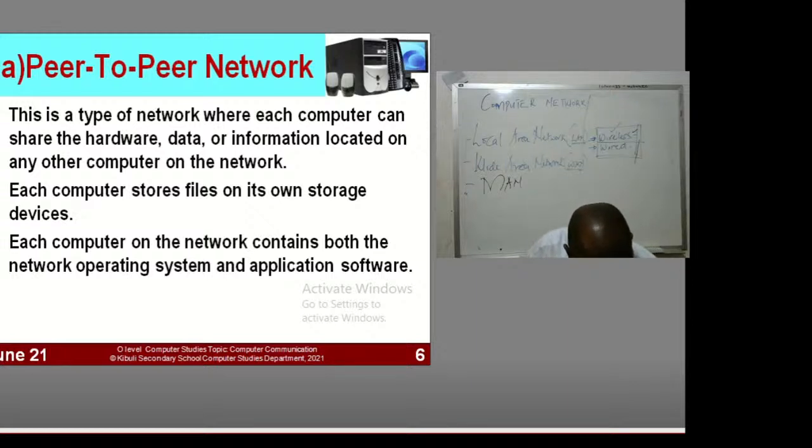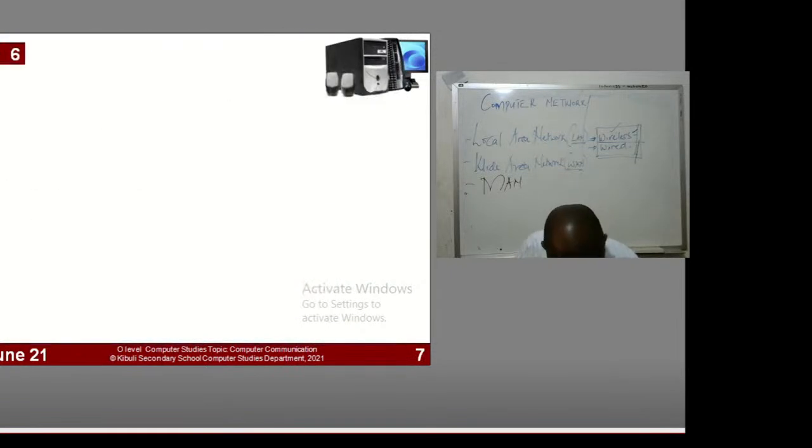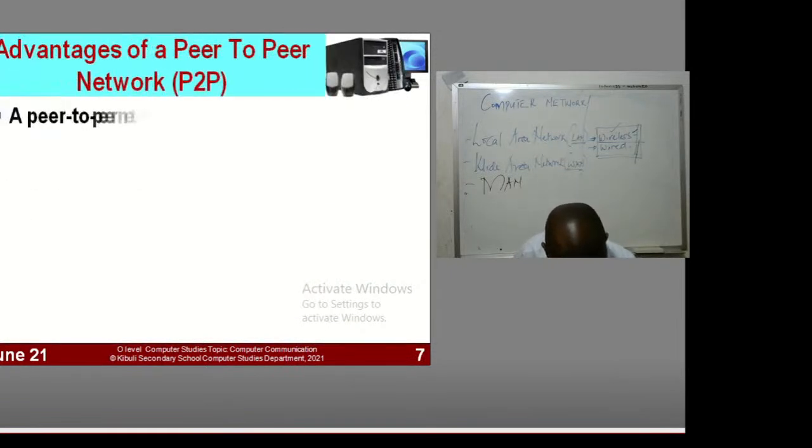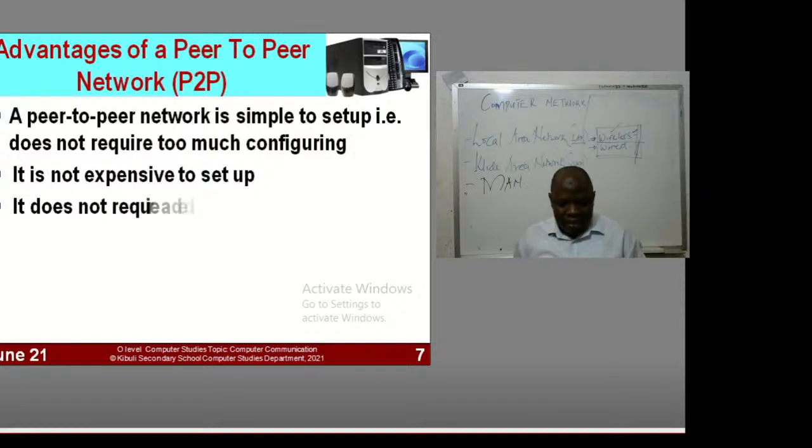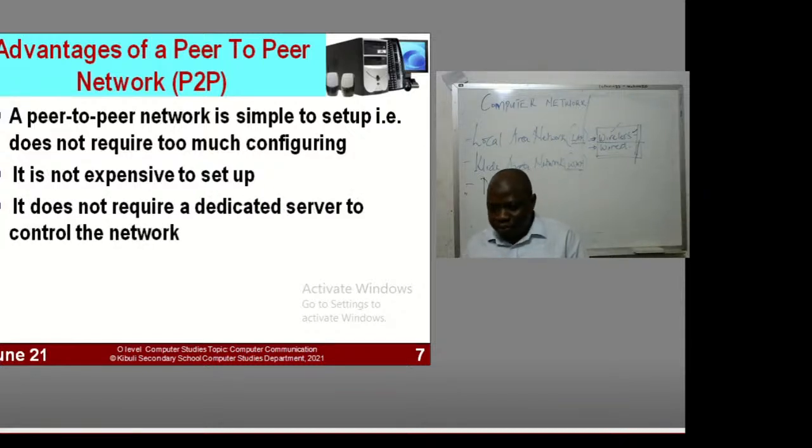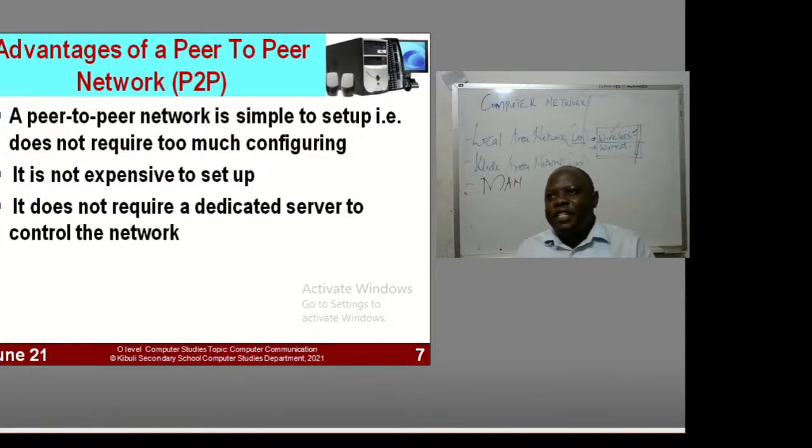So that is the client-to-server architecture. But before I go to server and client architecture, we look at the advantages of peer-to-peer. Looking at why you as a student may prefer a student to help you. Why should we have a laptop and a laptop connecting together?